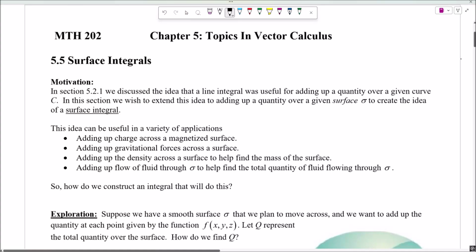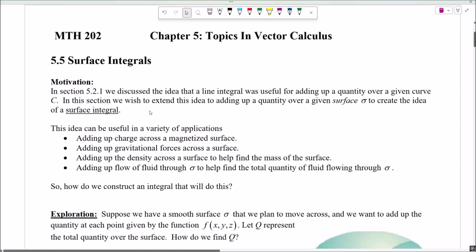In this section, we're going to talk about the topic of surface integrals. Now, back in section 5.2.1, we discussed the idea that a line integral was useful for adding up a quantity over a given curve C. We had this idea that we would accumulate a quantity as we traversed along a path throughout space.